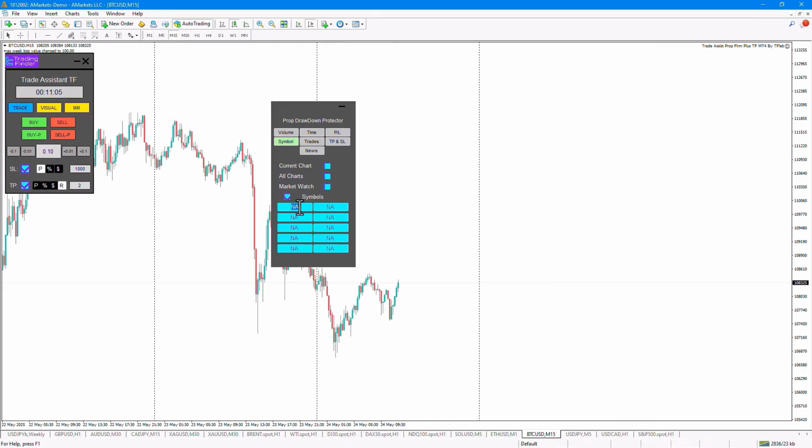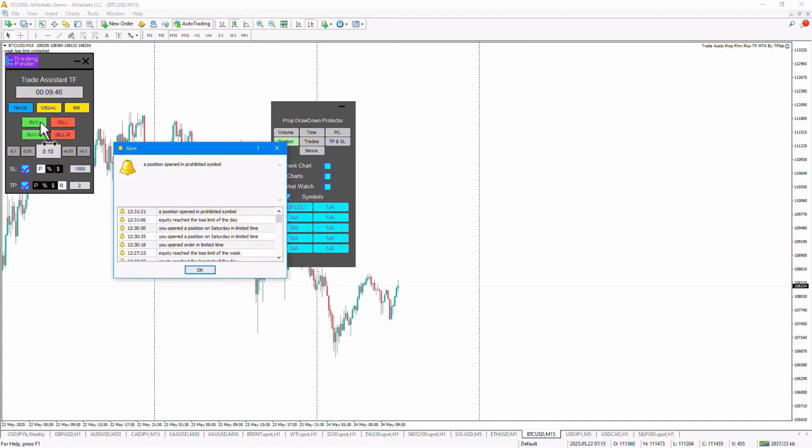For example, here I am selecting GBPUSD. And if I want to enter a trade with a symbol other than GBPUSD, here, when I execute a trade, you can see that a warning is issued for me.